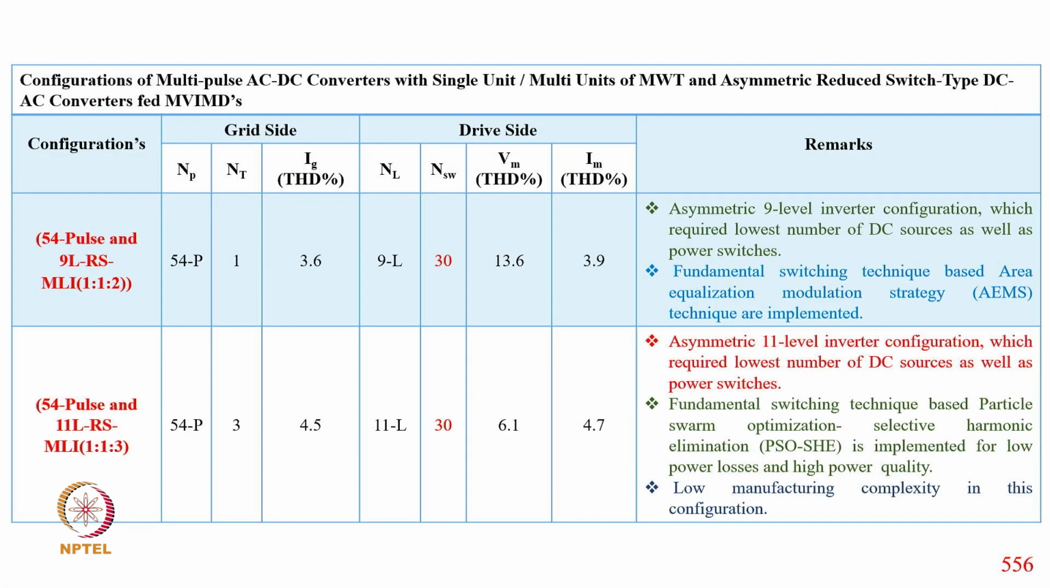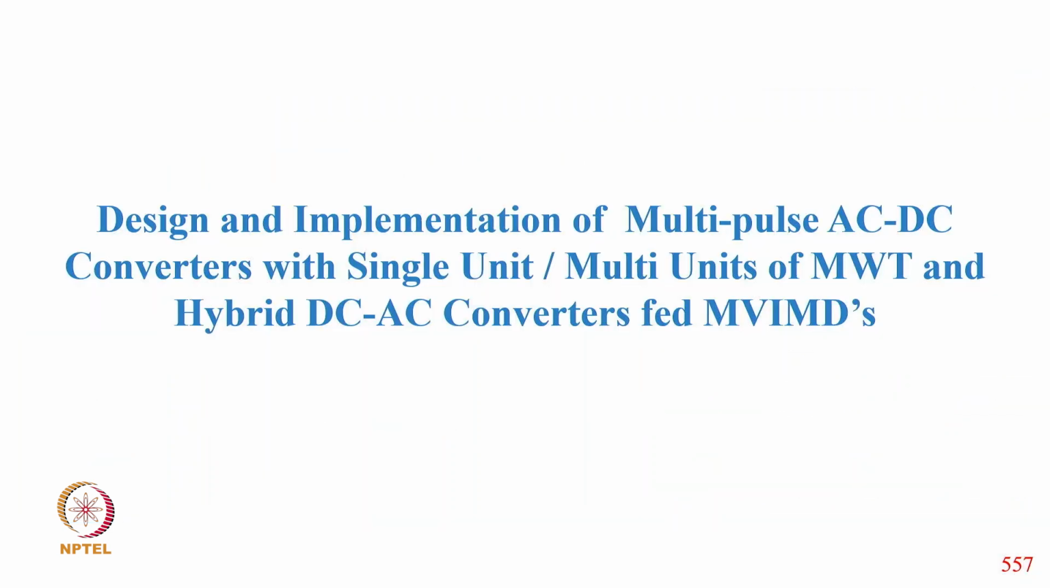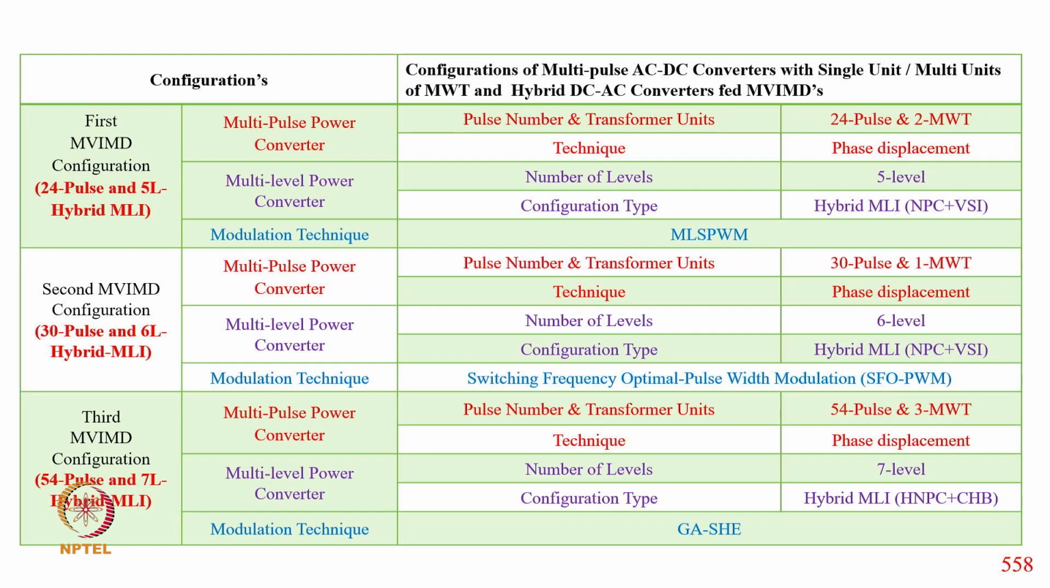And here the summary, then THD of supply current for 54 pulse was 3.6%, the 9 level inverter has again 3.9 on the motor side, and the 54 pulse converter has supply side 4.5, and the 11 level inverter has a 4.57% THD of motor current. Now coming to typical design implementation of multi converter for single unit multi unit hybrid converter.